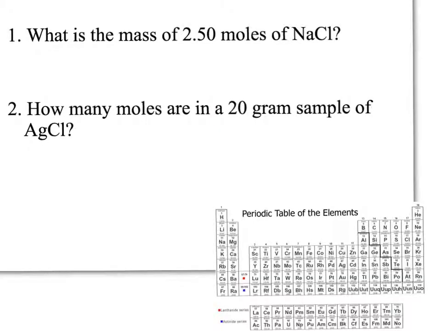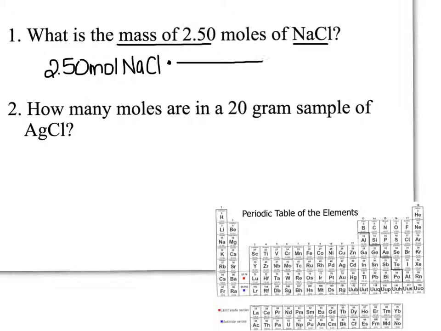Alright, so here's another problem. Again, make sure you pay attention to what you're being asked for. They want to know how much 2.5 moles of sodium chloride will weigh. So we're starting with 2.50 moles of sodium chloride. If they wanted to know how many formula units that was, we would be using our 6.02 times 10 to the 23rd. But they don't want to know how many. They want to know how much is that going to weigh.